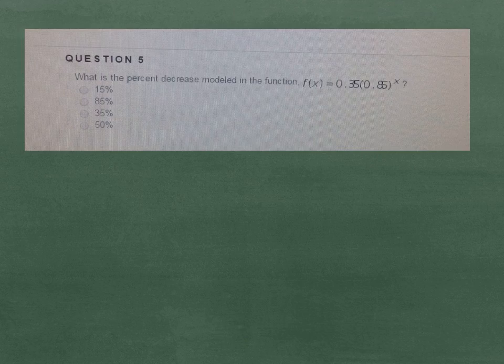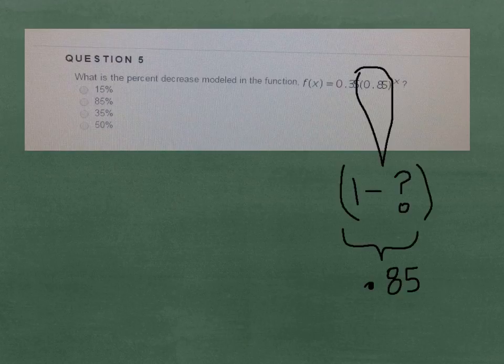Question number 5. What is the percent decrease modeled in the function? So really what they're asking you here is one takeaway. What mystery amount would give you the 0.85 that you see present here? And it's 0.15. So that would translate into 15%. So that would be the first answer choice as the answer.